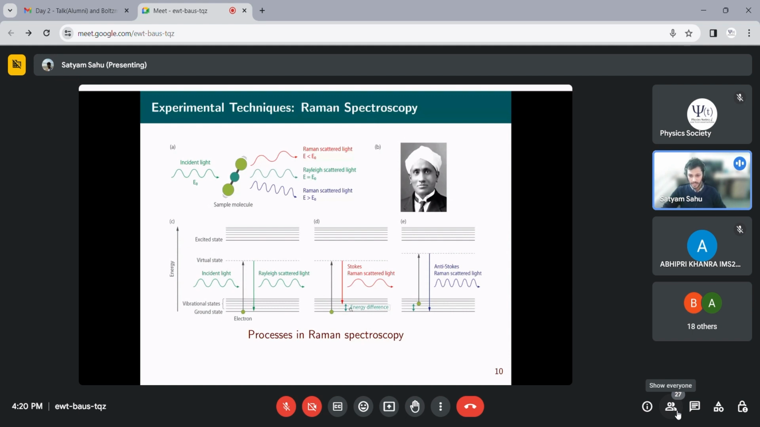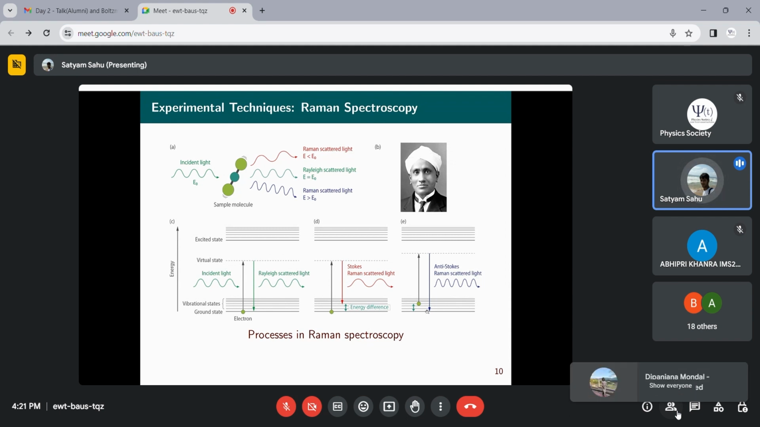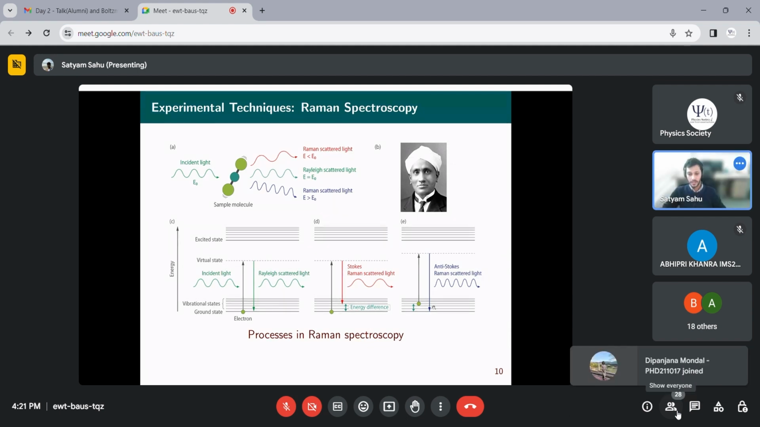Whereas in the other two processes, you're exciting the electrons, but they are coming to some different state, losing some energy. When you lose some energy, it's called the Stokes shift or Stokes scattered light. And similarly, if you see panel E here, you are gaining some energy.